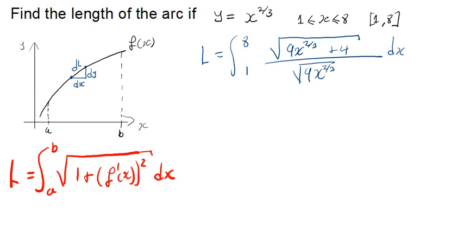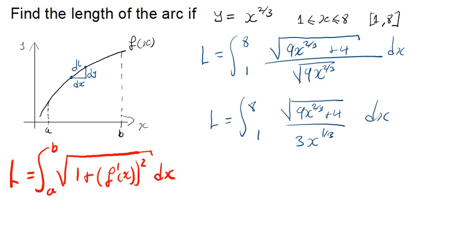So this is simply L equals the integral from 1 to 8 of the square root of 9x to the power 2/3 plus 4, over 3 times x to the power 1/3, dx. How does this come about?